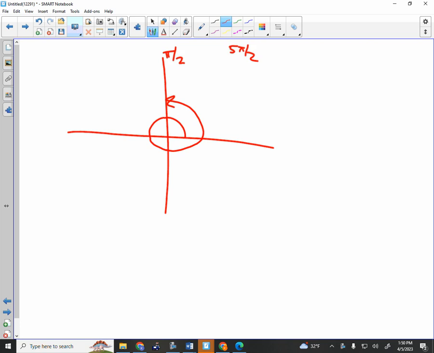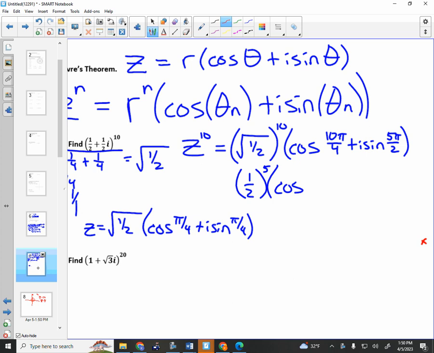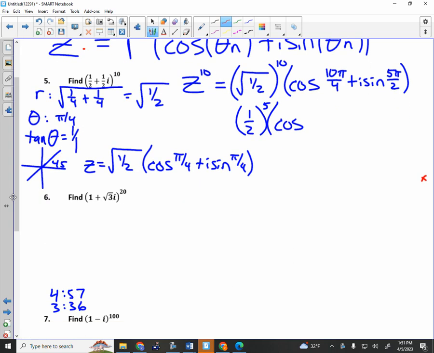Now here's another way to think about it, if somebody didn't like that first approach. You could take 5 pi over 2 and subtract 360 degrees. Or what is 360 in radians? So you can subtract off that 2 pi. And if you do 5 pi over 2 minus the 4 pi over 2, we get pi over 2. So either way, sometimes people like the geometrical approach, sometimes people like that one. So we've got it. Let's put it in there. Cosine of pi over 2 plus i sine of pi over 2.